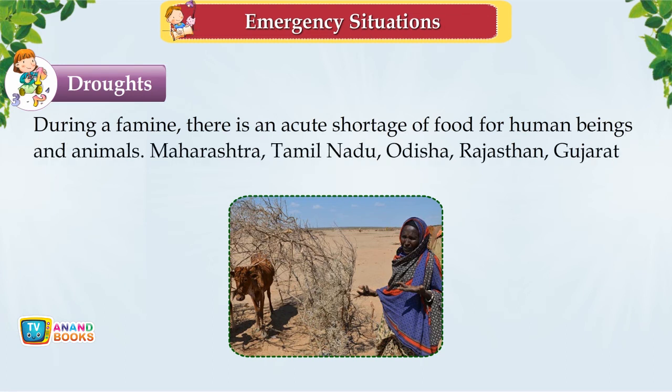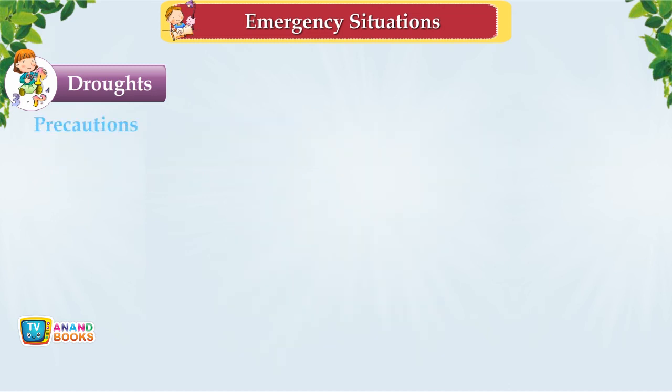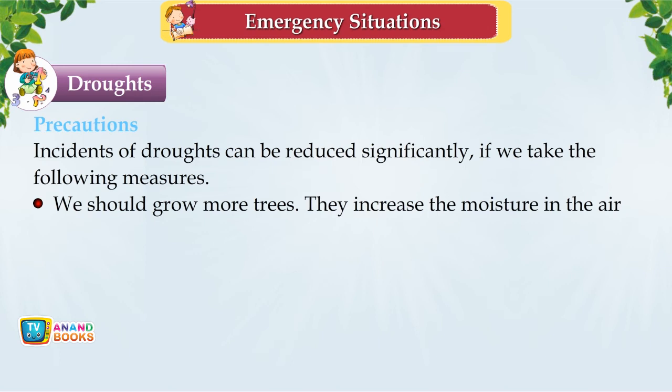Maharashtra, Tamil Nadu, Odisha, Rajasthan, Gujarat and Chhattisgarh are drought-prone states of India. Precautions. Incidence of droughts can be reduced significantly if we take the following measures. We should grow more trees. They increase the moisture in the air, which helps in bringing seasonal rain.